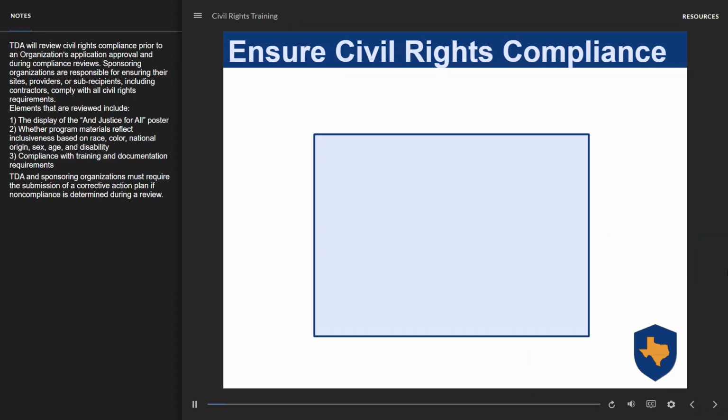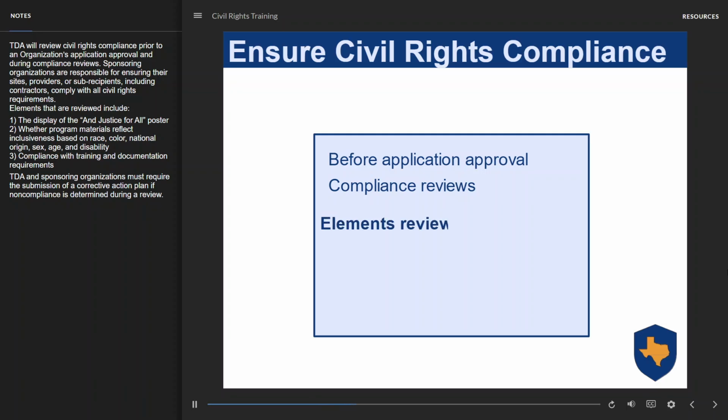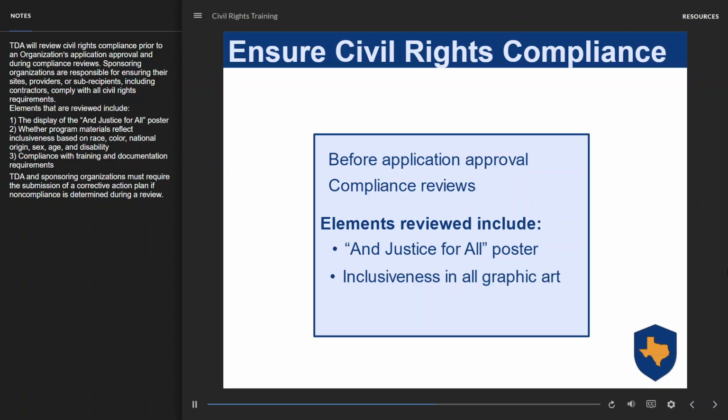TDA will review civil rights compliance prior to an organization's application approval and during compliance reviews. Sponsoring organizations are responsible for ensuring their sites, providers, or subrecipients, including contractors, comply with all civil rights requirements. Elements that are reviewed include: 1. The display of the "And Justice for All" poster. 2. Whether program materials reflect inclusiveness based on race, color, national origin, sex, age, and disability. 3. Compliance with training and documentation requirements. TDA and sponsoring organizations must require the submission of a corrective action plan if non-compliance is determined during a review.